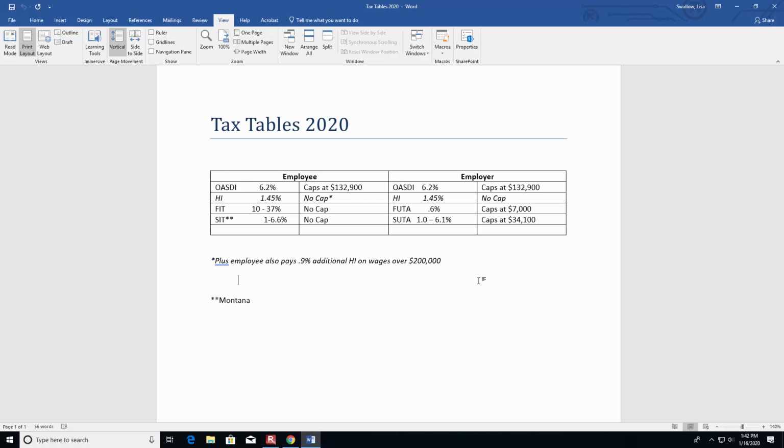Your employer matches that. So for every dollar you earn, really 12.4 cents cumulatively goes into the Social Security system for you. Wow. It's a lot. The rates have not changed in 40 years. The cap is what changes.